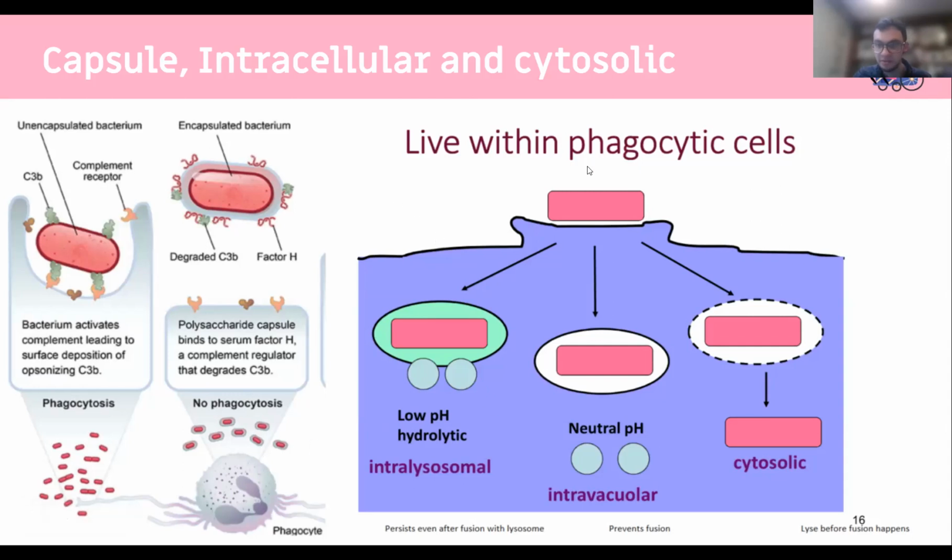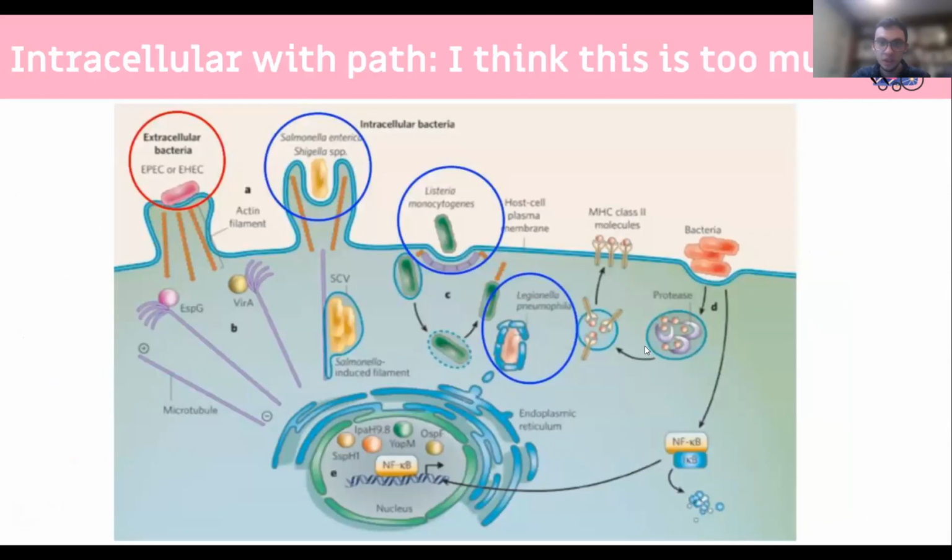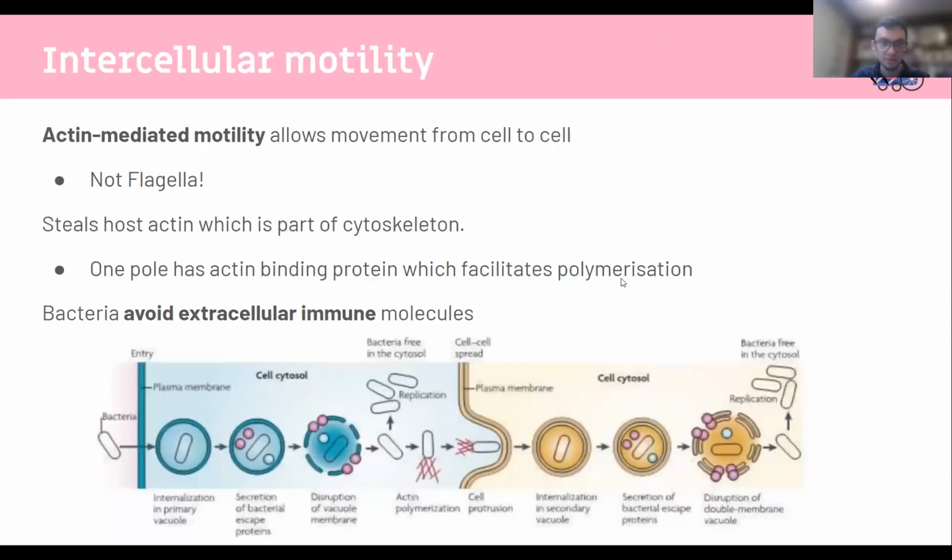These are some ways bacteria can exist within phagocytic cells. Some actually exist in the phagolysosome with the lytic enzymes in low pH environments. Some are just intravacuolar. They inhibit the maturation of the phagosome, so it doesn't bind with the lysosome and it just lives there. Others escape the phagosome into the cytosol. I think this diagram is too much. It's just showing you the different bacteria and how some are in the cytosol, some are intracellular, and some are both. I don't think you need to worry about that too much.